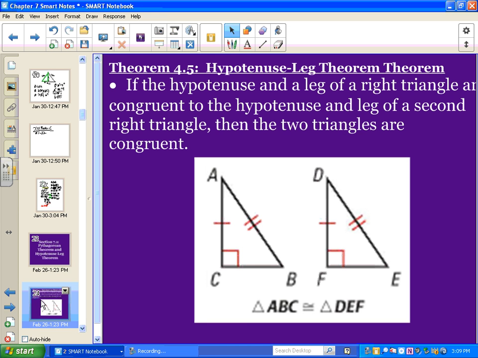So once again, if the hypotenuse and the leg of a right triangle are congruent to the hypotenuse and leg of a second right triangle, then the two triangles are congruent.